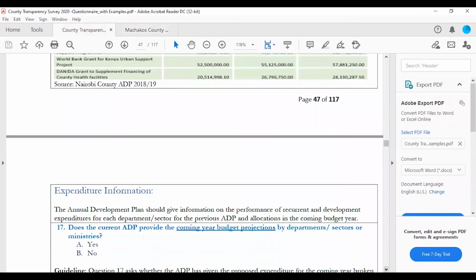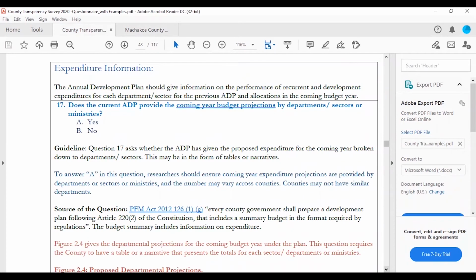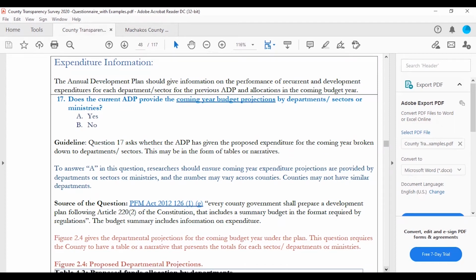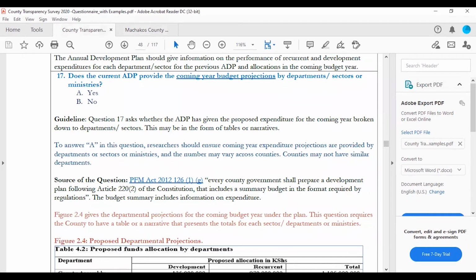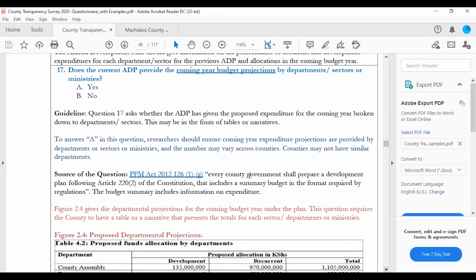The other thing that we should also look out for in the Machakos one is whether the annual development plan showcases expenditure information. The ADP should give information on the performance of recurrent and development expenditure for each department for the previous ADP, and allocations in the coming budget year. We have gone through this document and we have seen that that particular information is also missing, because this is what should appear, okay?